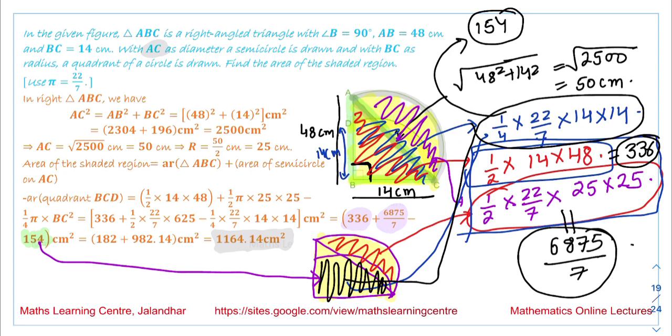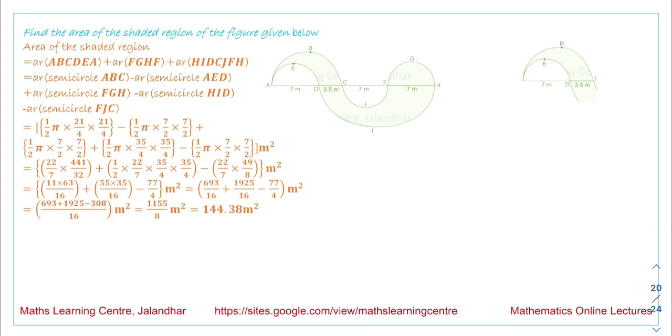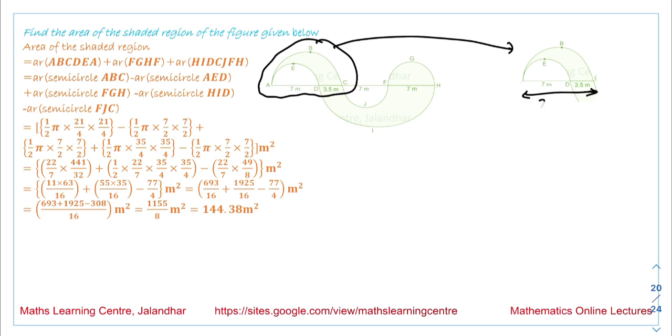Next is to find the area of the shaded portion. This figure is given to us and we have to find the area of the shaded portion. First of all we are considering this portion, which we have shown over here. This total length will be equal to 7 plus 7 by 2, that is equal to 21 by 2 meters.